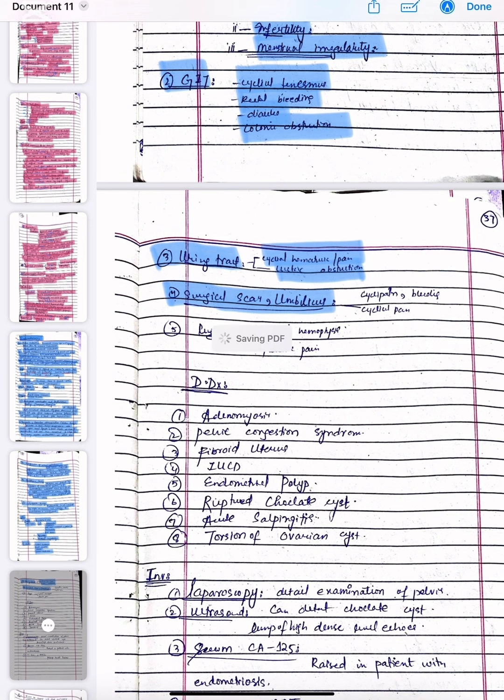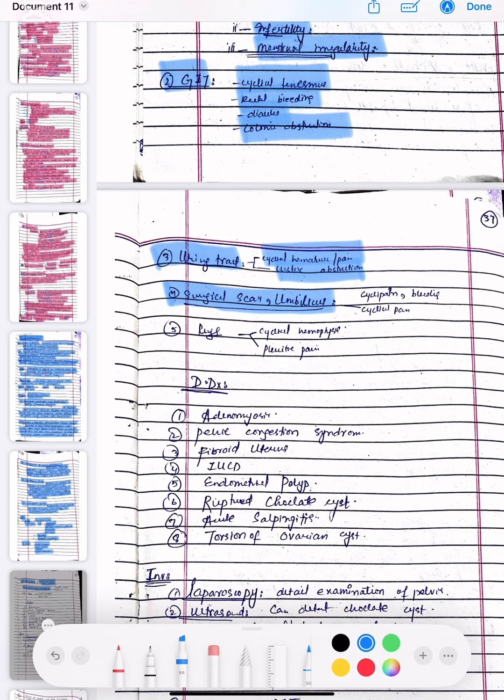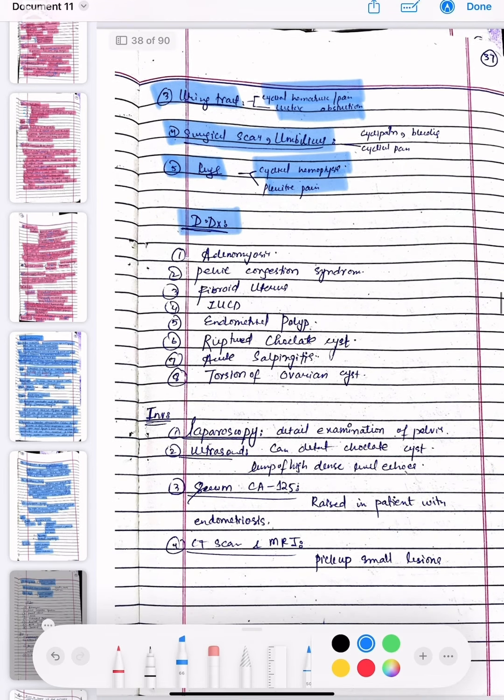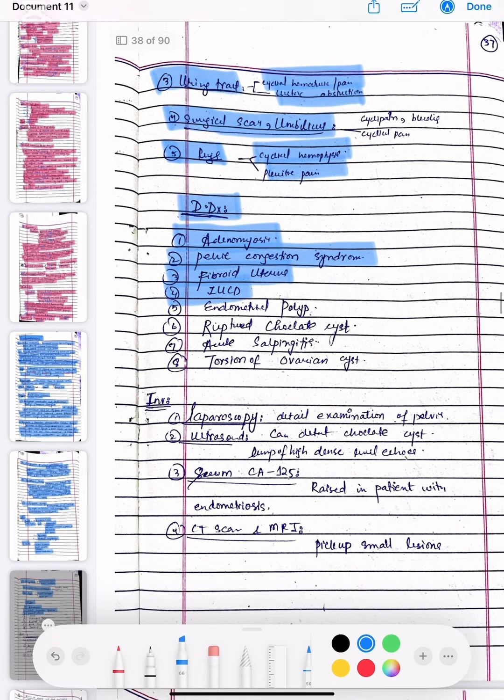Now, coming towards the differential diagnosis. In the lungs, we have cyclical hemoptysis and pleuritic pain. The differential diagnoses are adenomyosis, pelvic congestion syndrome, fibroid uterus, intrauterine contraceptive devices, endometrial polyp, ruptured chocolate cyst, acute salpingitis, and torsion of an ovarian cyst.